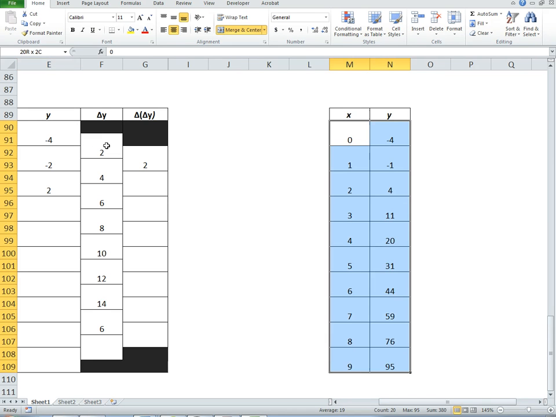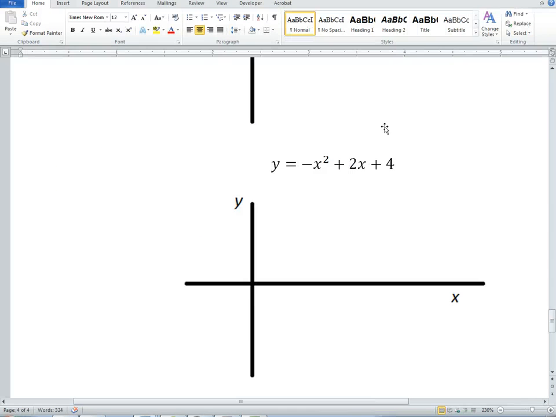If we want to be exact in the outputs, we'd actually create a table where it would be x squared plus 2x minus 4, and we could calculate all the outputs that way.